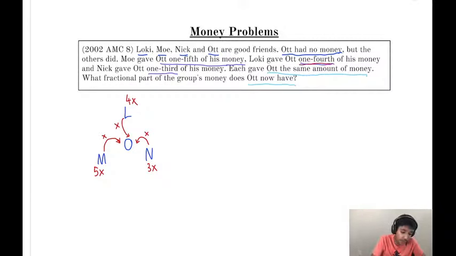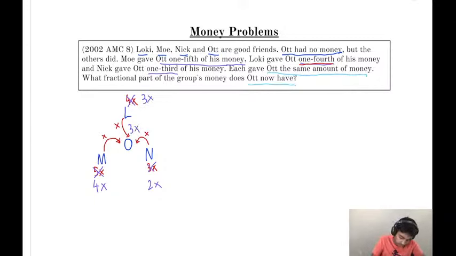But now they don't have 5X, 4X, and 3X dollars anymore. Mo only has 4X dollars now because he gave X to Ott. Nick only has 2X dollars now because he gave X to Ott. And Loki only has 3X dollars. And now Ott has 3X dollars because he got X from each of the 3 people.